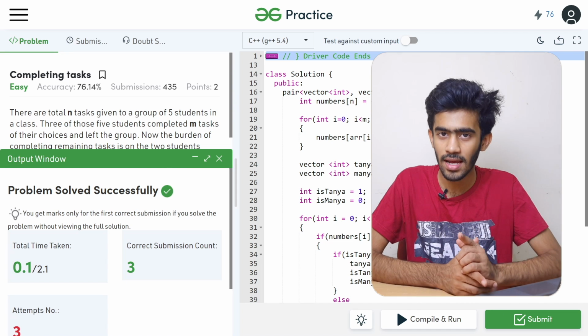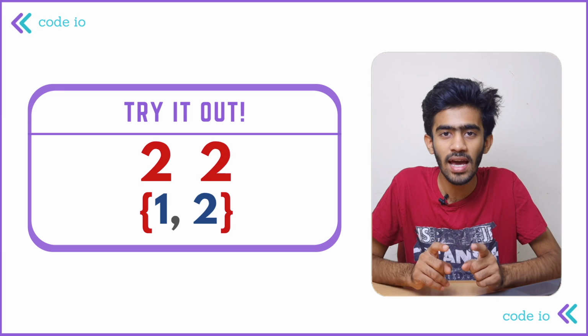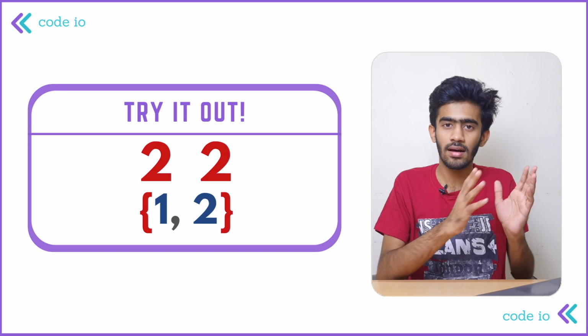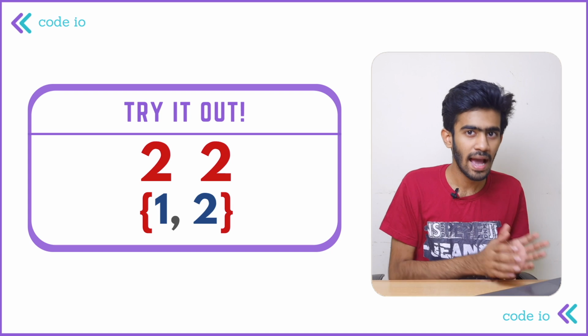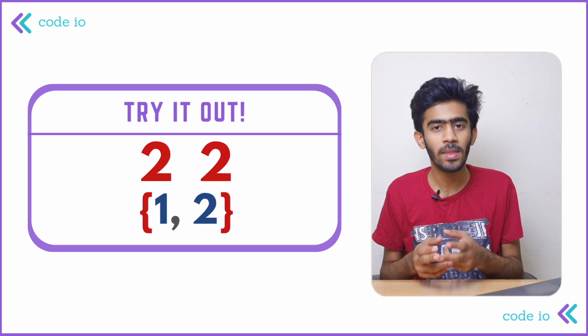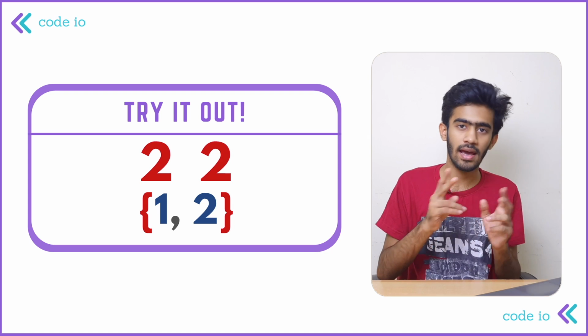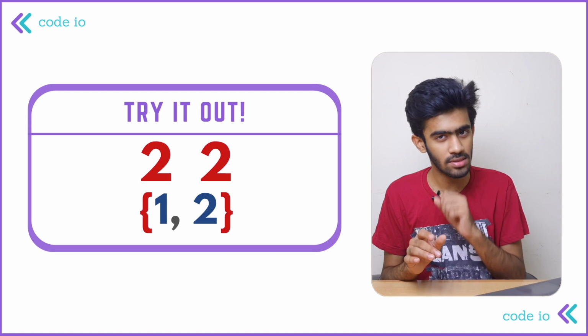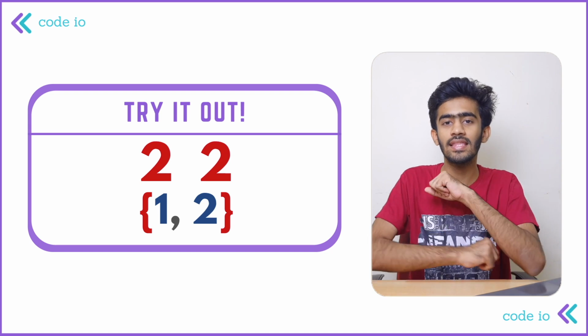Now let's move on to the try touch session. In this question we are given two integers and an array as input. In this case the n is 2 and the value of m is also 2, and the array that is given to us is 1 and 2. What would be the answer if we pass these values to the function that we just completed? Let me know your answers in the comment section below.